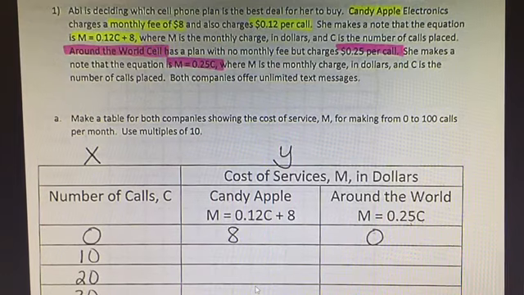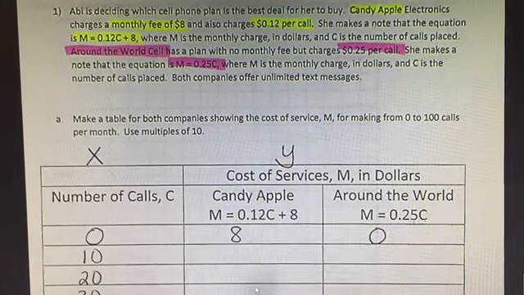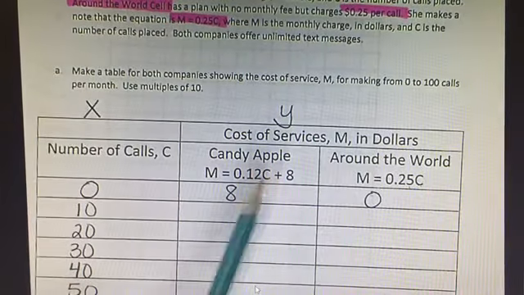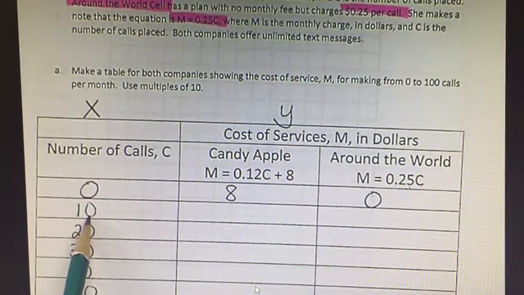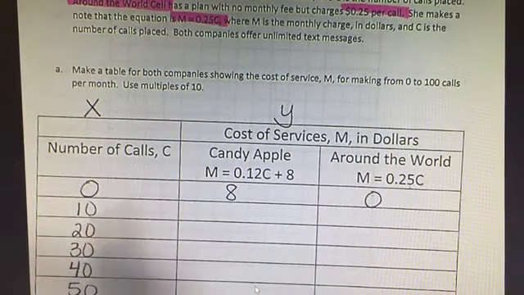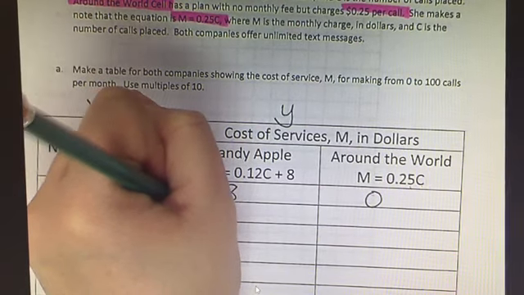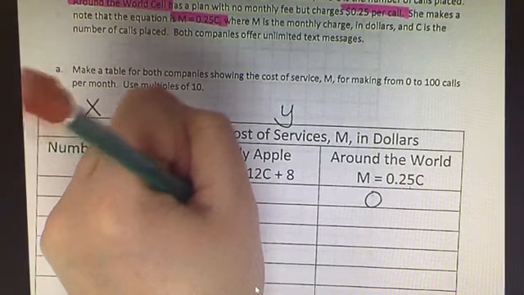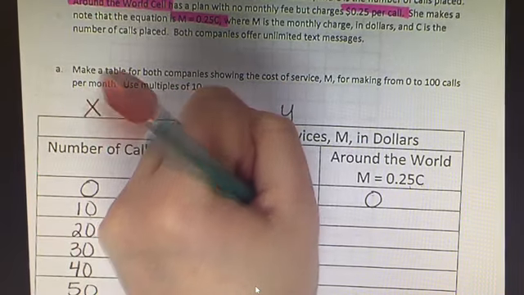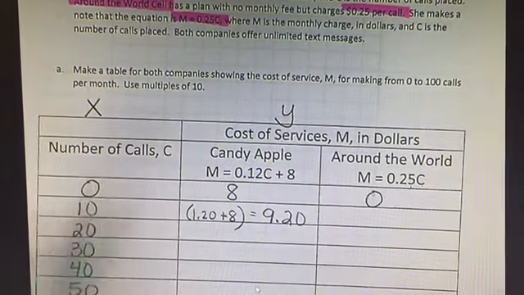All right, so now we want to figure out how much it is going to cost for Candy Apple. So we're just going to focus on Candy Apple for a second. It's going to be 12 cents per call. So if I have 10 calls at 12 cents, 10 times 12 cents is $1.20 plus the 8, and that gives us a total of $9.20.